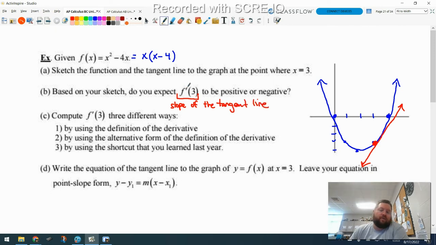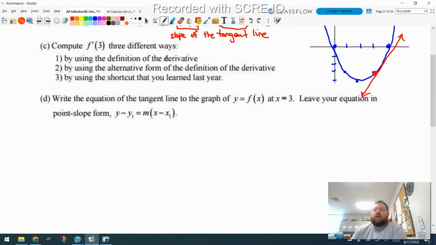Because it's a derivative. Derivative is slope, and it's the slope of the tangent line. Well, the tangent line we just drew in has a positive slope, so I expect my answer to be positive. All right, compute f prime of 3, 3 different ways. So we are going to use the definition of derivative, we're going to use the alternative form of the definition of derivative, and then we're going to use the shortcut that we learned in calculus last year.